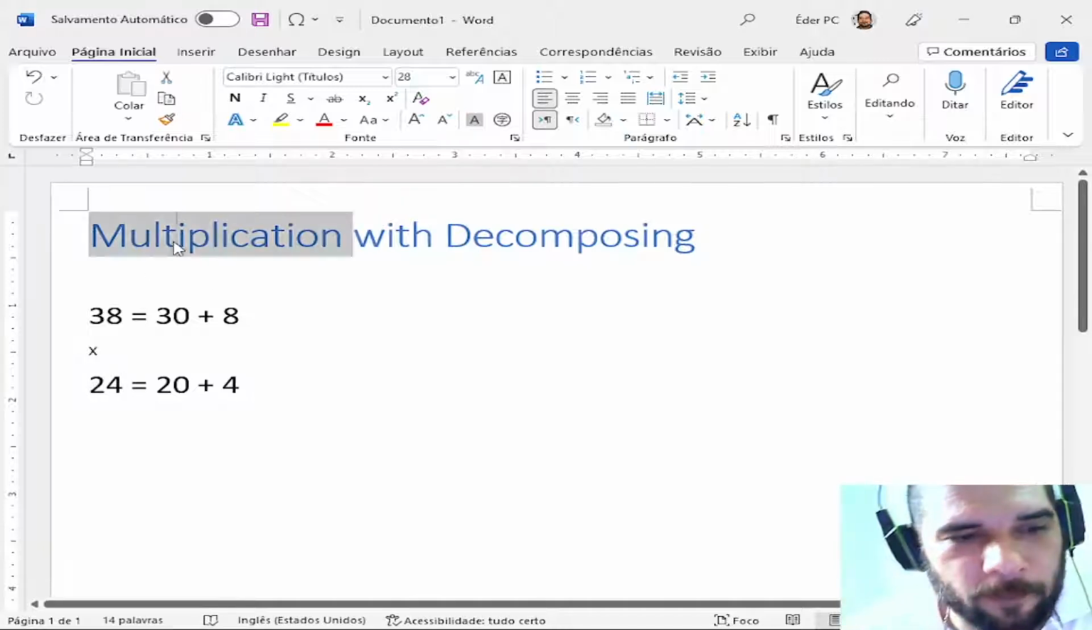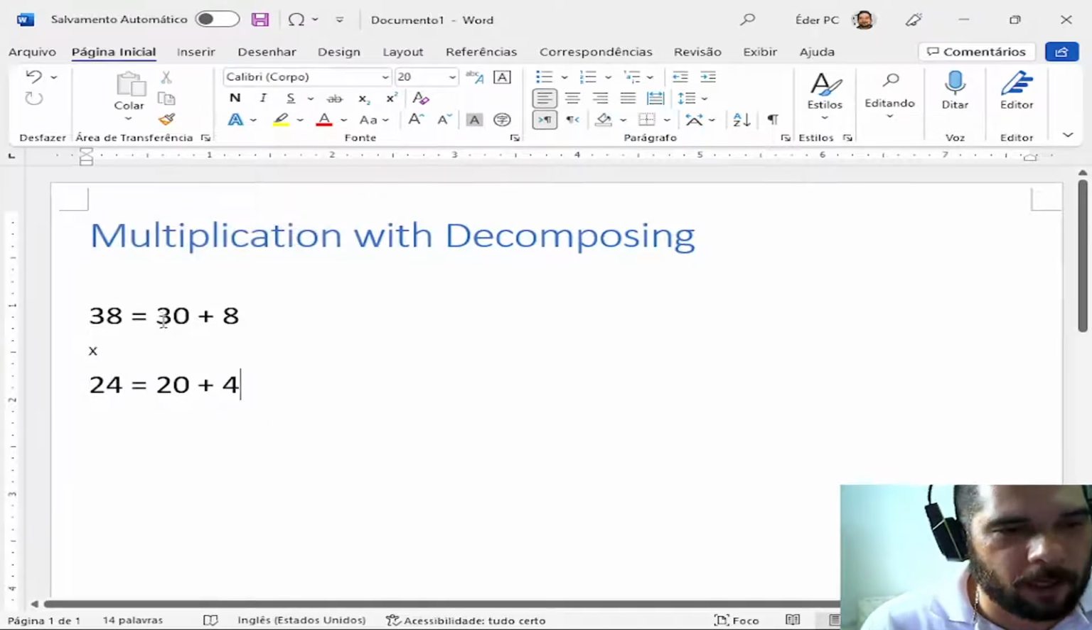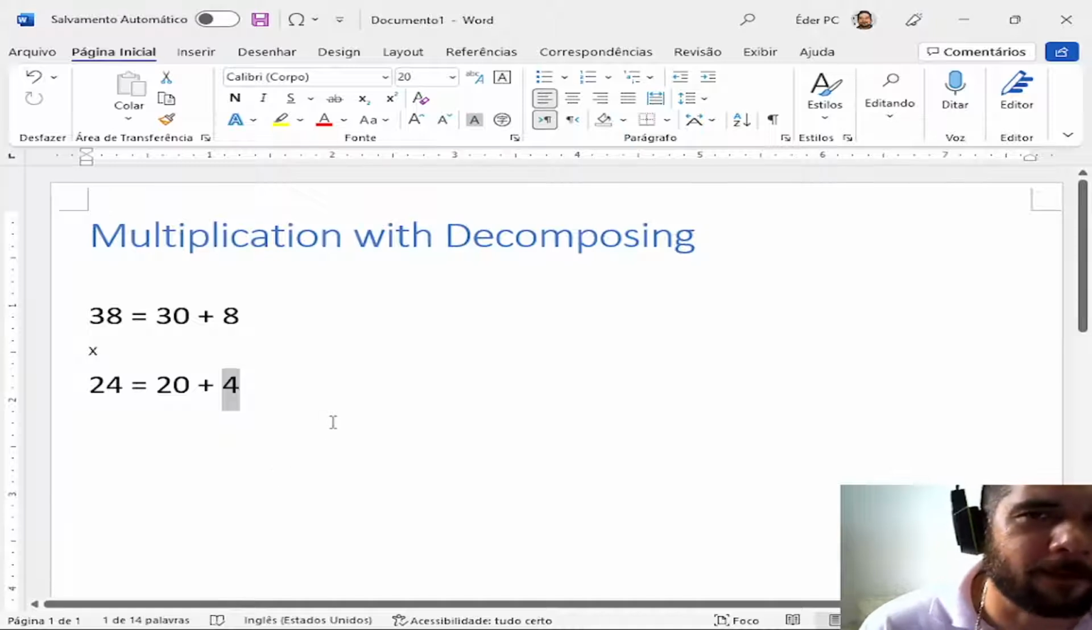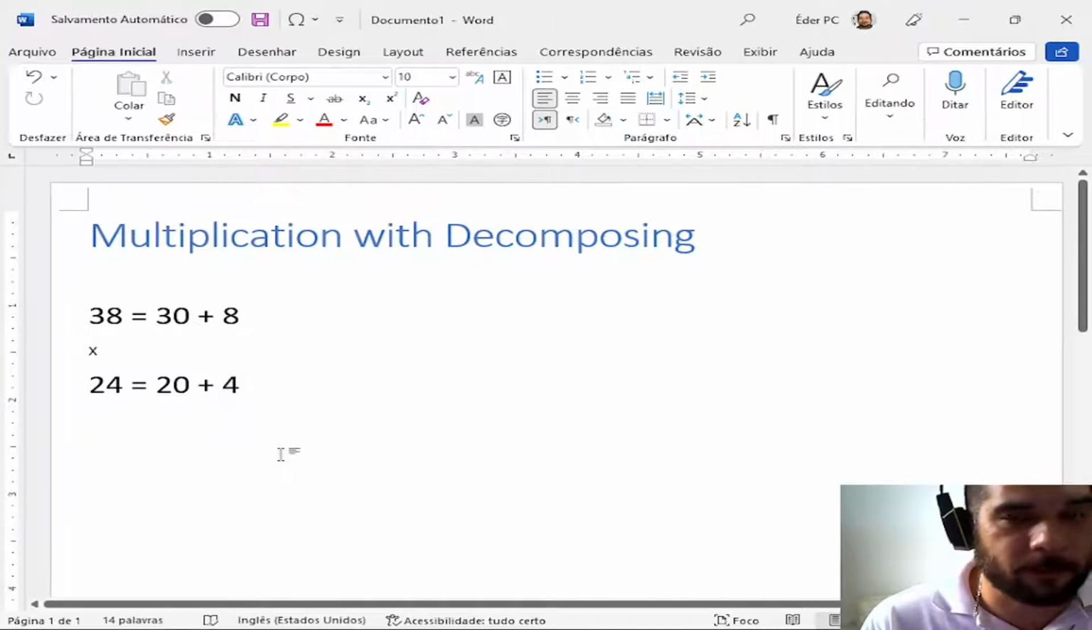Now, the thing with multiplication and decomposing is, here we broke 38 into 30 plus 8 and 24 into 20 plus 4. So what you're going to have to do is multiply 30 by 20, plus 8 by 20, plus 30 by 4, plus 8 by 4. And then you're going to get the result. So that's the thing with multiplication. You can break it up into 4 parts.